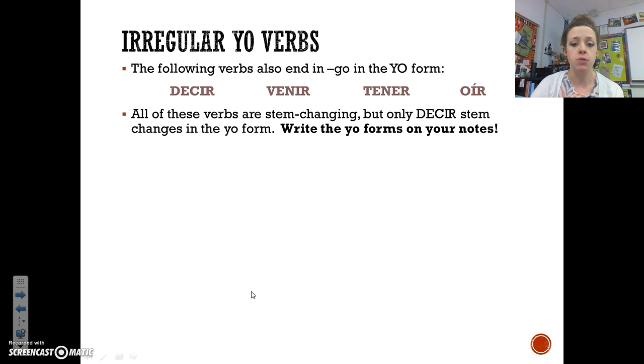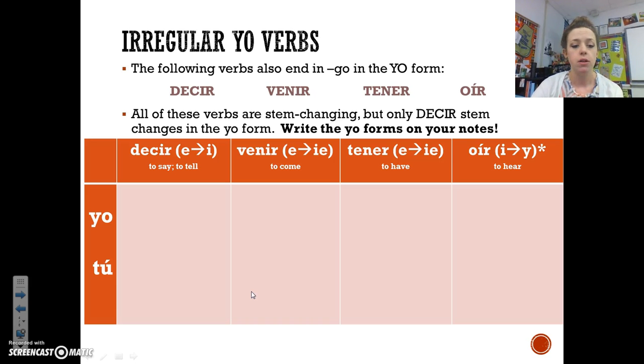All of these verbs are stem changing, but only decir stem changes in the yo form. So be sure to write these yo forms down on your notes, okay? And I'm also going to walk you through how to conjugate decir, venir, and oír in all the different charts, okay? So decir means to say or to tell. The yo form of decir is digo, then the tú form is dices. Okay, so it does stem change still in the tú form. However, after that, everything else is regular. So it's an ir verb, it gets ir endings, so the ending for the tú form is es.